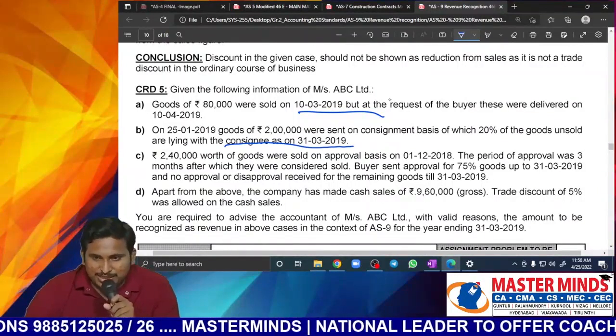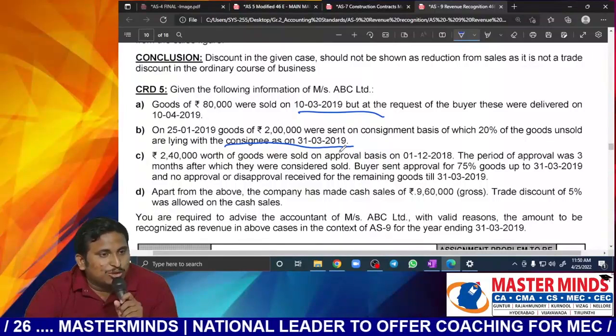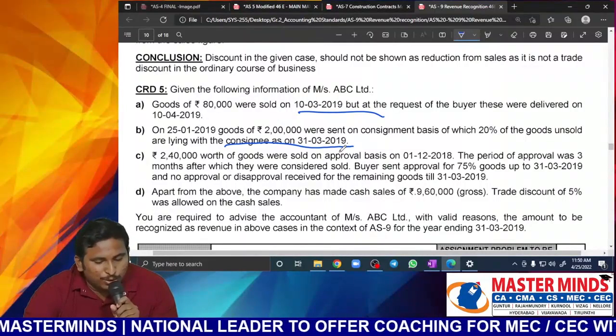Only for 80%, which is 1,60,000. For that 20% we should not recognize. Only when it is sold by the consignee to the third party do we have to recognize.